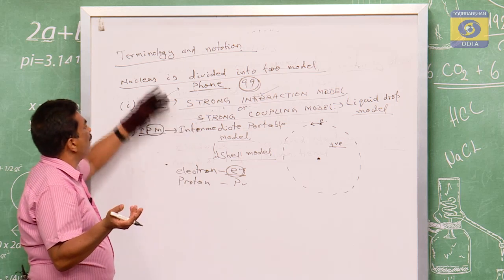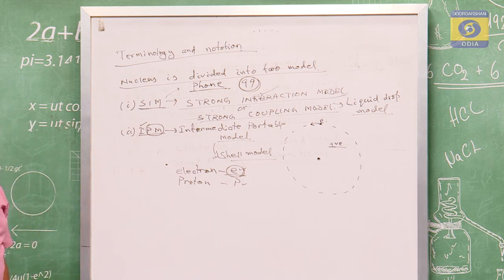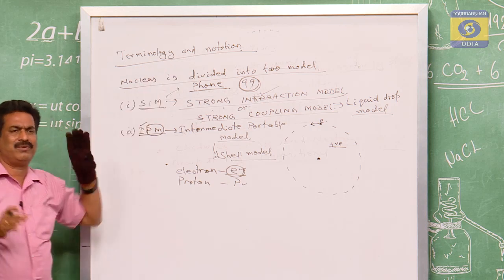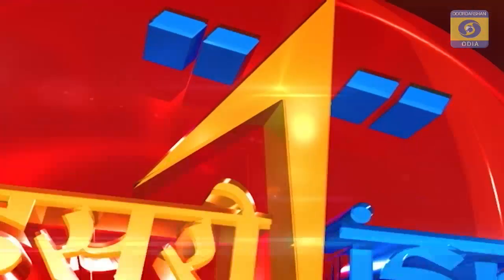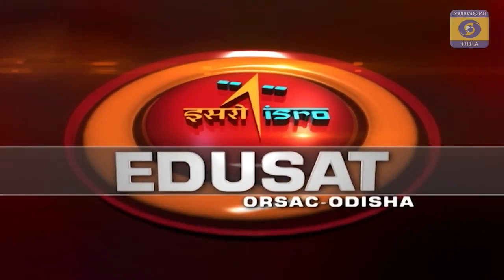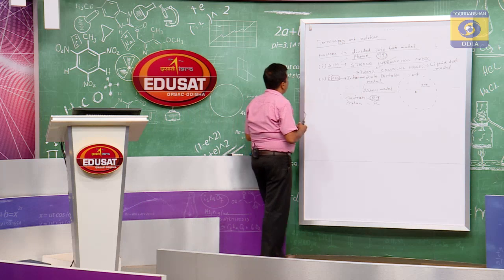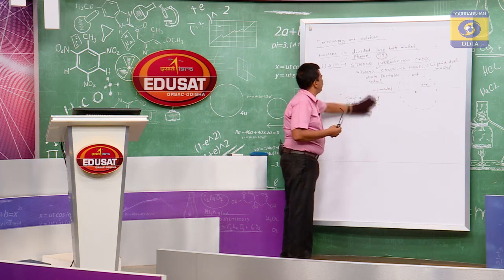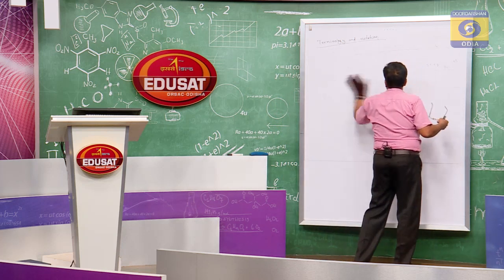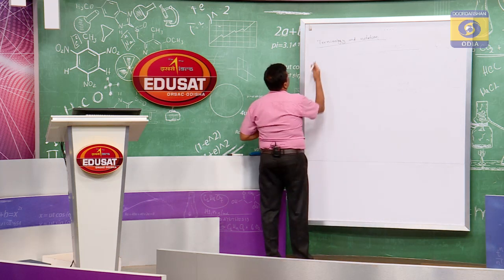If we go for nuclear physics, we come to know its history, and that history has different years, and then we are going to discuss the notations vividly. As we came to know, there are two different types of models, one is the SIM, another one is the IPM. Then we are going to find what the terms associated with the nucleus are. So, let us go one by one. The very first one is the nucleus.